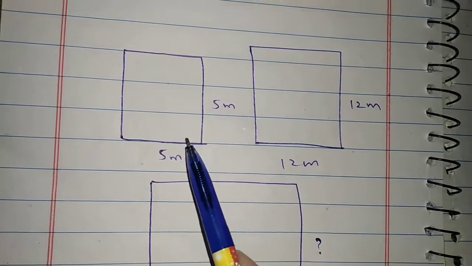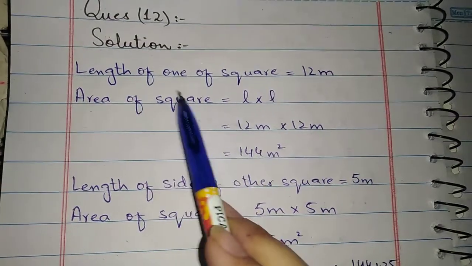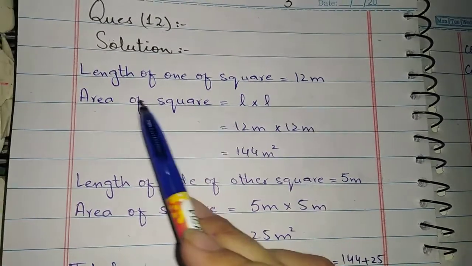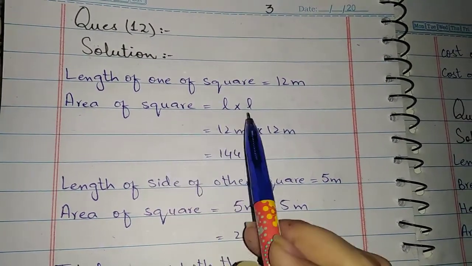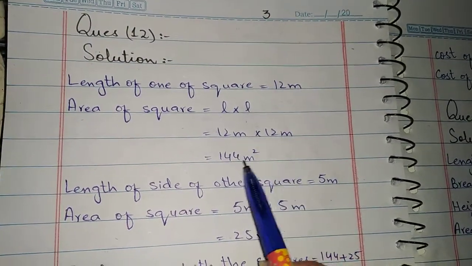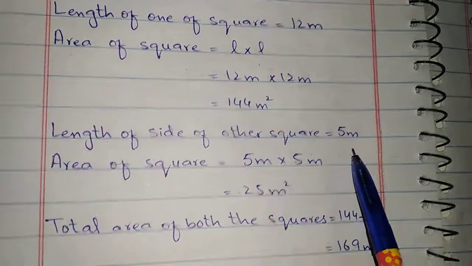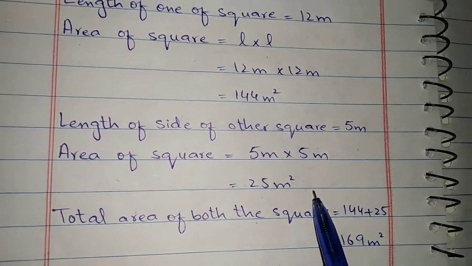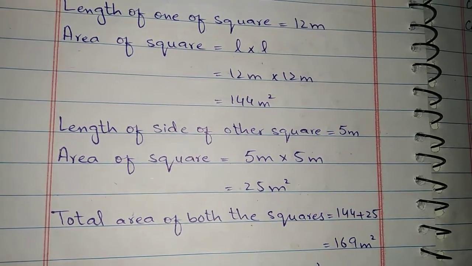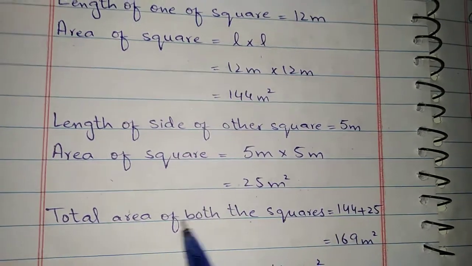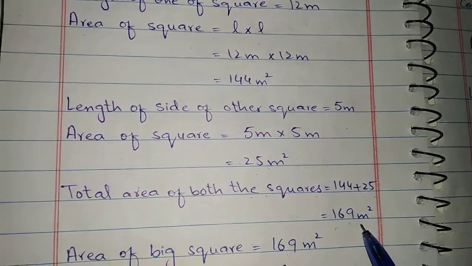Now first of all we have to find the areas of these squares. Length of one of the squares is equal to 12 meter and we have to find the area of this square. As we know that the area of a square is length multiplied by length, that is equal to 12 multiplied by 12, that is equal to 144 meter square. Length of the side of the other square is 5 meter, so its area is 25 meter square. When we have to find the area of both the squares, then we add these areas. Total area of both the squares is equal to 144 plus 25, that is equal to 169 meter square.